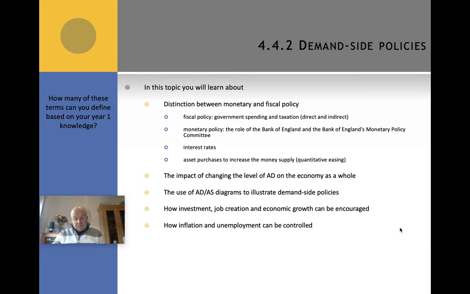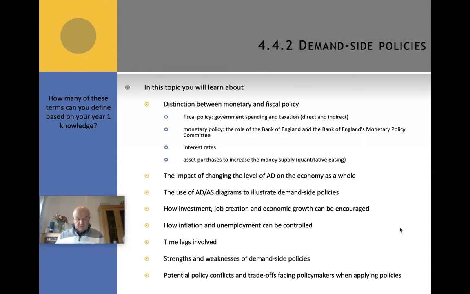We'll also look at how inflation and unemployment can be controlled, and one of the key things is that when we're talking about these macroeconomic objectives that we're trying to achieve and the tools that we've got available, there is always going to be some sort of time lag between the implementation of the policy and that actually having an effect. Then we're going to look at the strengths and weaknesses of demand side policies. And finally, look at how, in some cases, the macroeconomic objectives that the government sets for itself sometimes involve trade-offs between the policies themselves and also the objectives that the government is trying to achieve through its various different policies.